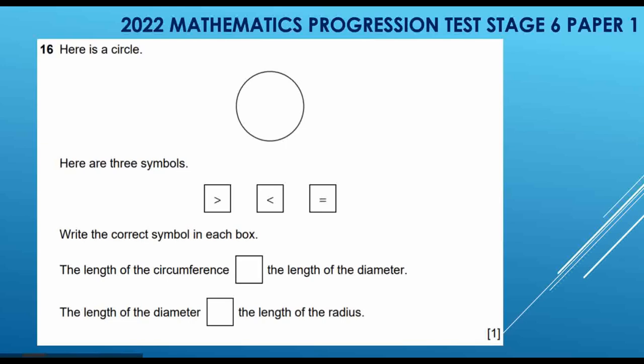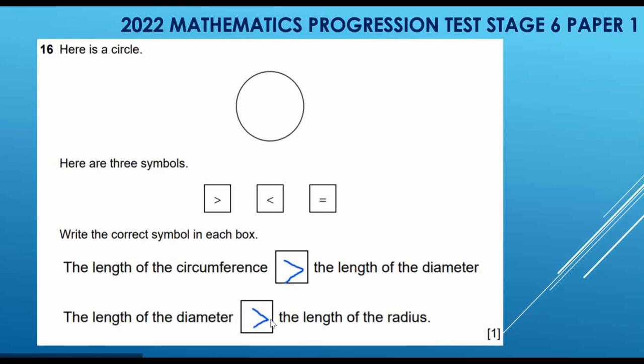Have you got your answer? So we put greater than. Here's the explanation. The length of the circumference is greater than the length of diameter.